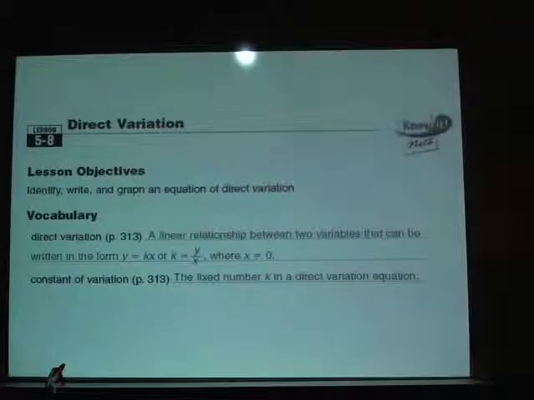Well, that's exactly why it fits in chapter 5, because think of what this whole chapter has been about. This whole chapter has been about graphing lines. So here, this is just another way to talk about a line we're going to graph. The constant of variation, that's the fixed number k in a direct variation equation. That's going to be that relationship that we see developing between the numbers.